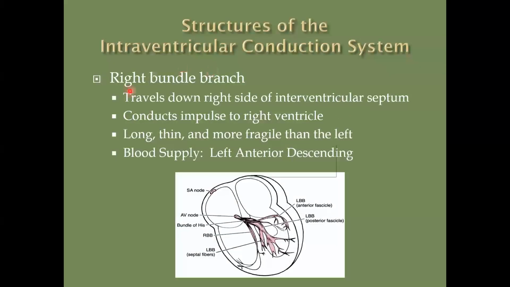So when we're looking at the right bundle, as I mentioned, it's thin, it travels down, it's much more fragile, and you're probably more likely to see patients that develop a right bundle branch block than a left bundle branch block. It also has a single blood supply. It's fed by the left anterior descending artery. So if you have a patient that has an occlusion in the LAD, then they could develop a right bundle branch block. Oftentimes, right bundle branch blocks are considered benign and not as severe as a left.